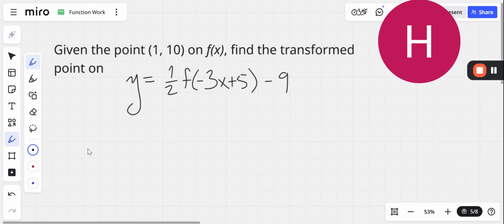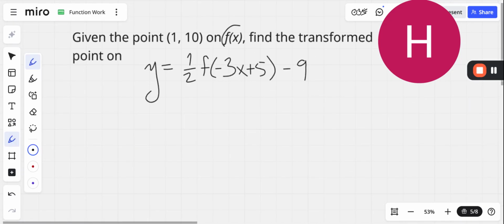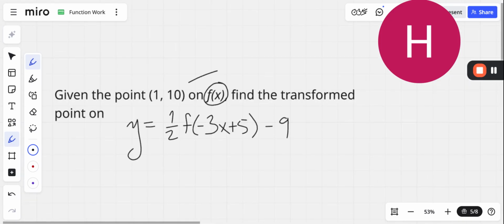So given that the point (1, 10) is on f of x, what does this mean, by the way? This means that f of 1 equals 10. So given that fact, let's find the transformed point on this new function.